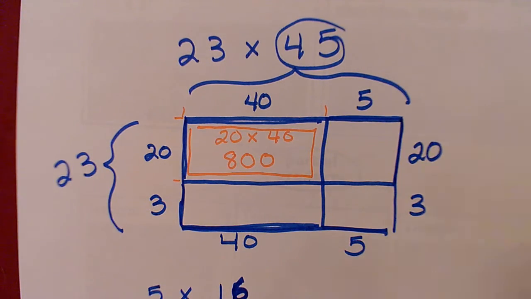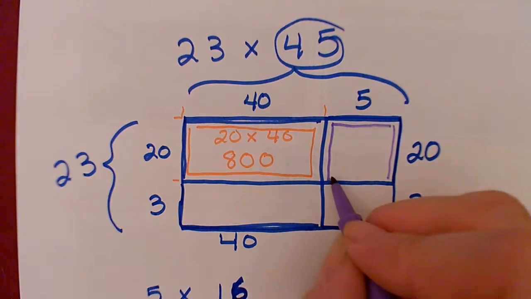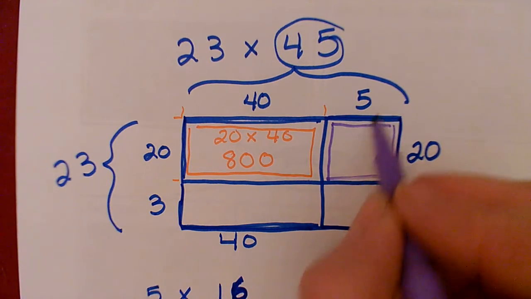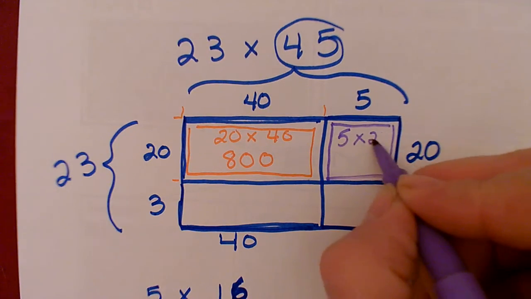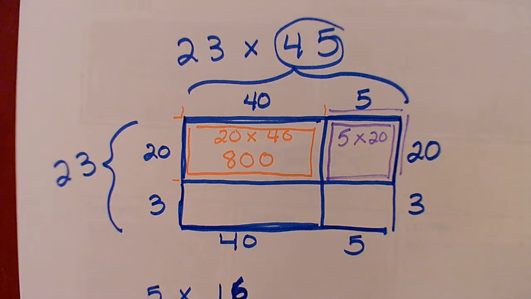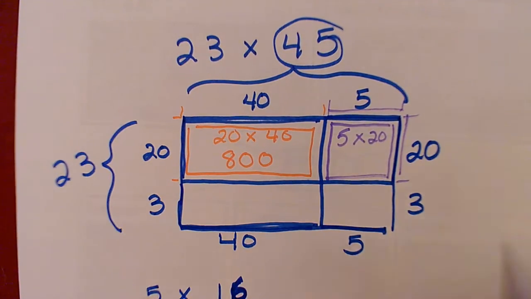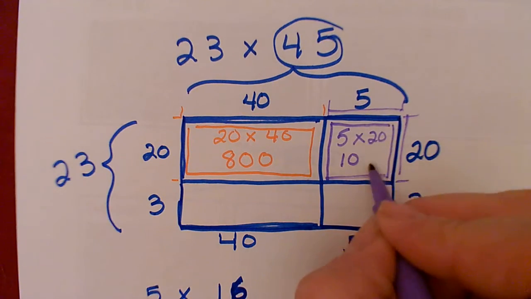So now let's find this rectangle right here. For this one, I know that it's going to be 5 times 20. That's because this distance is 5 and this distance is 20. And I know that because I have them all labeled here. And now I'm going to use my zero trick. 5 times 2 is 10, and I add on a 0.